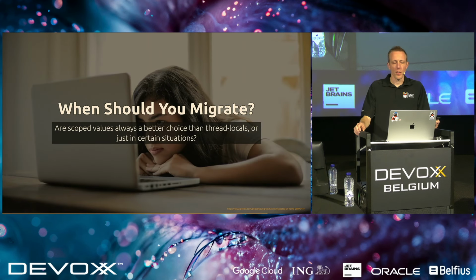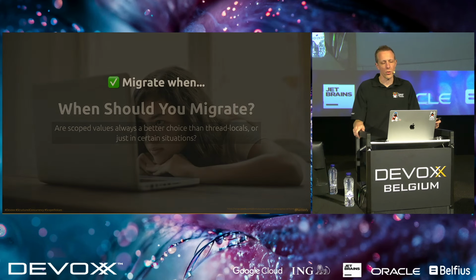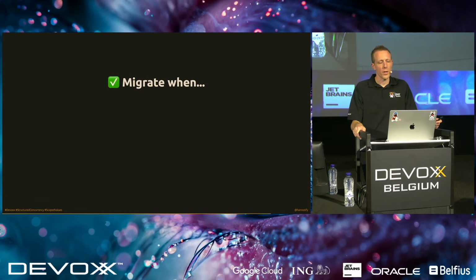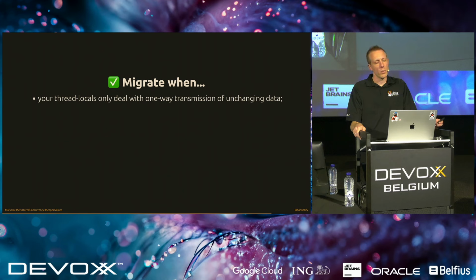So then comes the question, when should you migrate? If you're in a project right now and you're using thread locals, should you migrate to scoped values? Are they always a better choice or just in certain situations? Well, here's my advice for you. I think you should migrate only when your thread locals deal with one-way transmission of unchanging data. That means that you use your thread locals to set a value once and then read it many times, because scoped values are immutable, right?